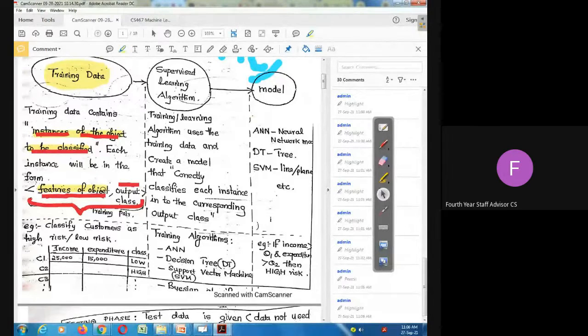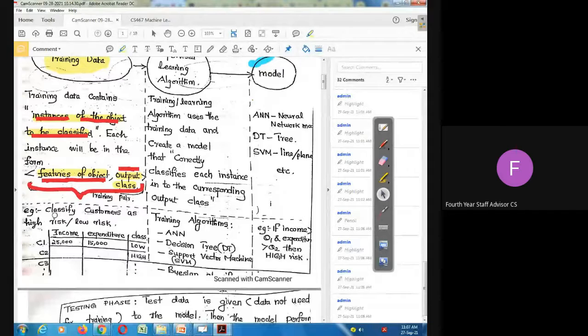Okay, so also to that object, another thing is the output class. To which class it belongs, there will be a label attached to this one. Okay, that is called the output class. This collectively is called the training pair. So features of the object, comma, output class collectively called training pair. So a lot of training pairs will be in the training data. So this is about the training data. And suppose this is another case.